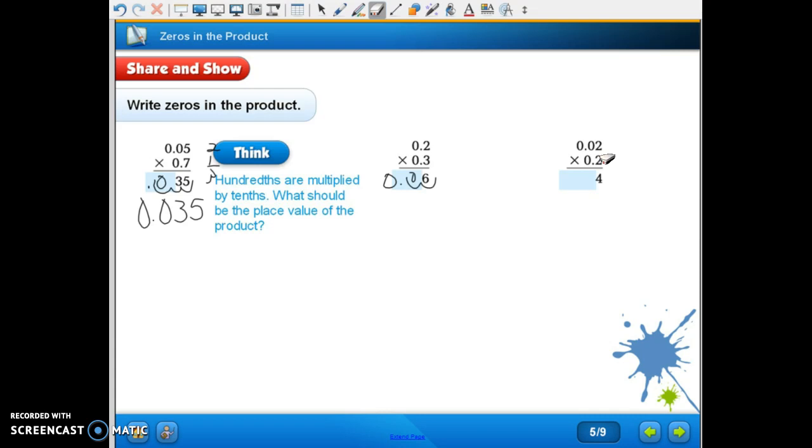Okay, and 2 times 2 is 4. Now, in this one we have hundreds and tenths. So what's our place value going to be? 1,000. So 2 times 2 is 4. And then we need a 0 to get us to the hundreds and a 0 to get us through the tenths. And so you'd have 0 and 0, 0, 4, or 0 and 4 thousandths.